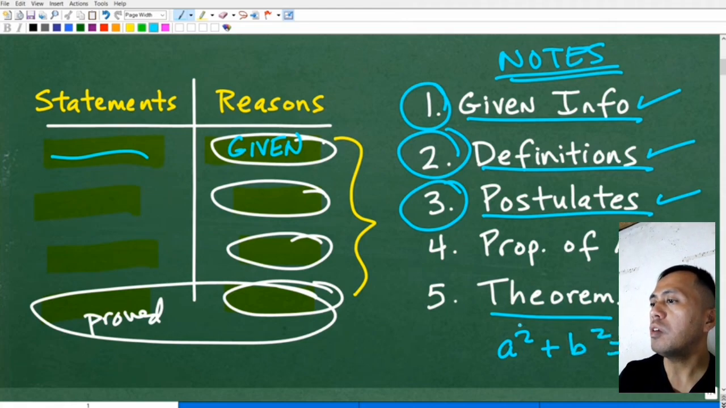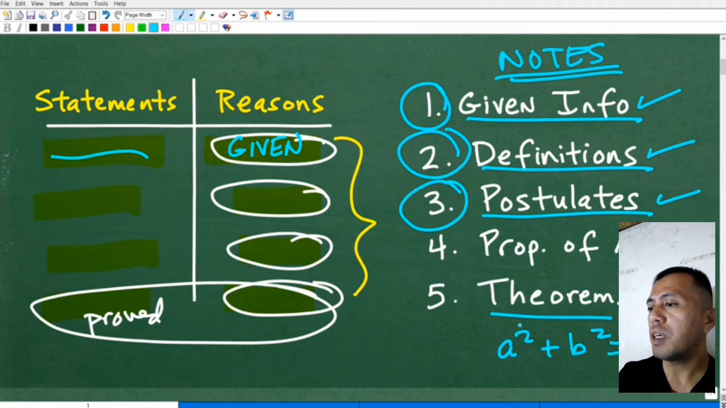You continue this process by making a series of logical statements backed with reasons until you reach your final conclusion, proving what you set out to prove. Here's something important: the reasons must be based on solid logical ground. You can't just say these two angles look equal. Your reason must come from one of the following.